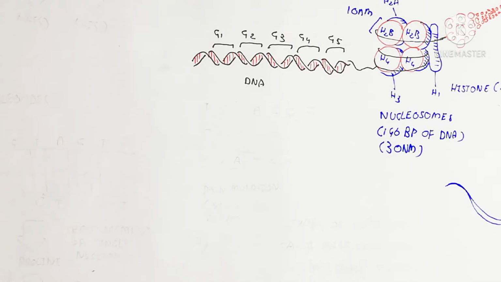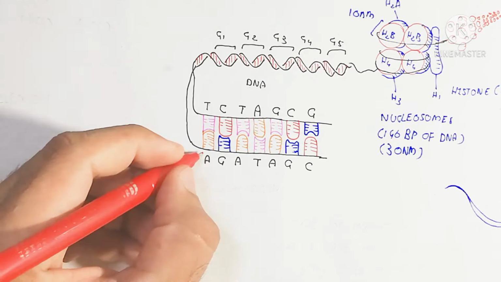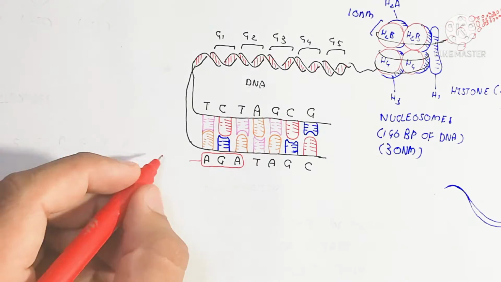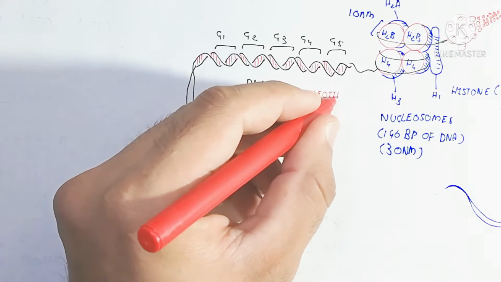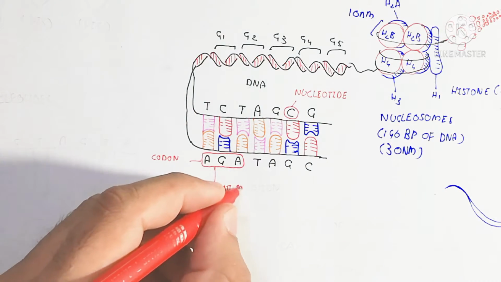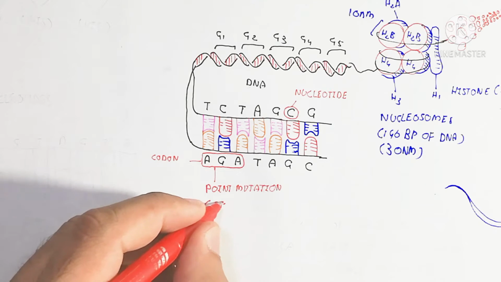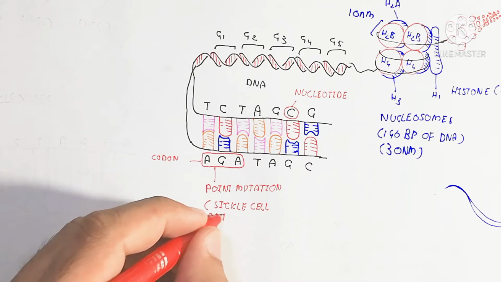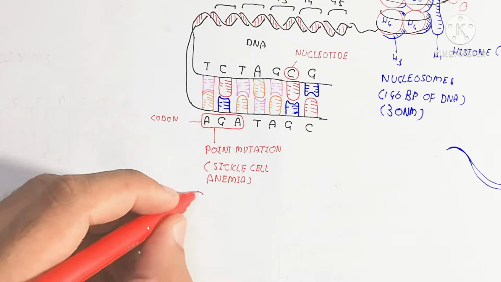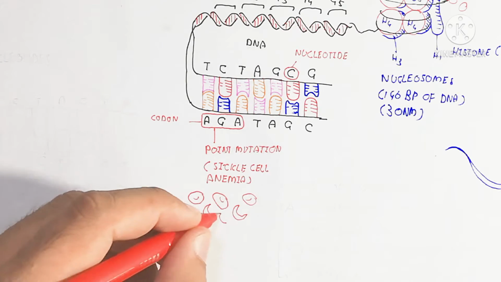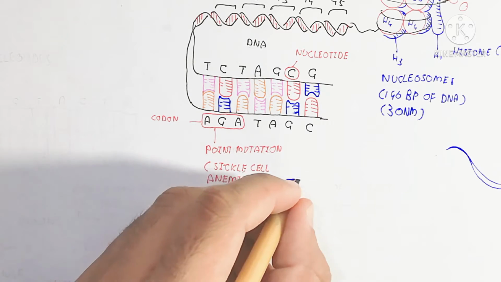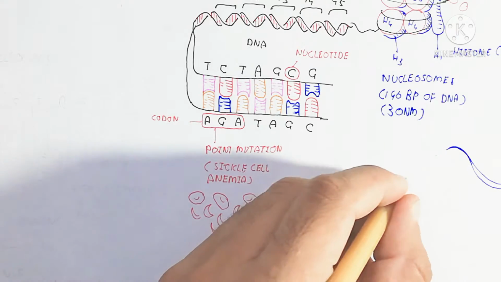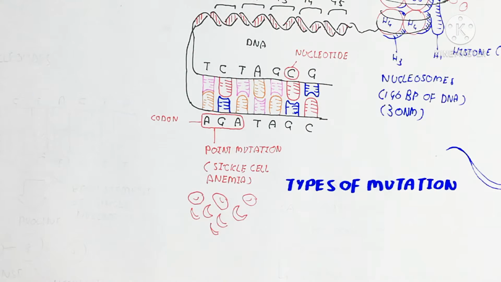First of all, here is the DNA, which contains nitrogenous bases: thymine, cytosine, thymine, adenine, guanine. Thymine must be attached to adenine with hydrogen bonding. So the double-stranded structure looks like this. A point mutation is due to the change of one codon. The codon is responsible for the production of one amino acid. So sickle cell anemia is a point mutation, which is shown in the figure.